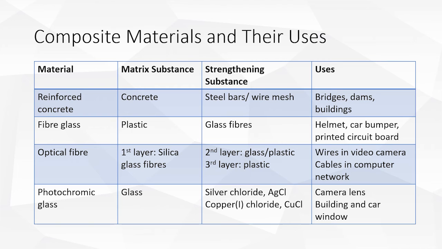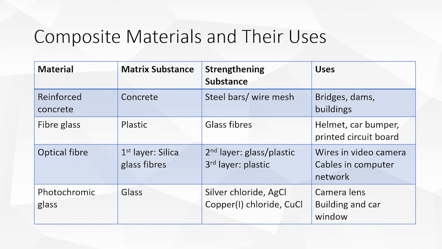First is reinforced concrete, which has high resistance to corrosion and high compression strength. It is produced when a strengthening substance such as steel bars and wire mesh is immersed in concrete, which is the matrix substance for making concrete. Reinforced concrete is widely used in the construction of bridges, dams, and buildings.